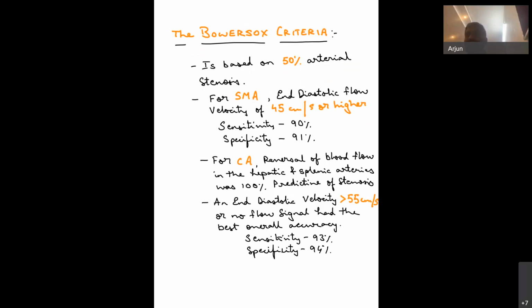The Bowersox criteria are based on 50% arterial stenosis. For SMA, an end diastolic flow velocity of 45 centimeters per second or higher, with sensitivity of 90% and specificity of 91%. For celiac artery, the reversal of blood flow in the hepatic and the splenic arteries was 100% predictive of stenosis. An end diastolic velocity of more than 55 centimeters per second or no flow signal had the best overall accuracy. Here the sensitivity is 93% and specificity was 94%.